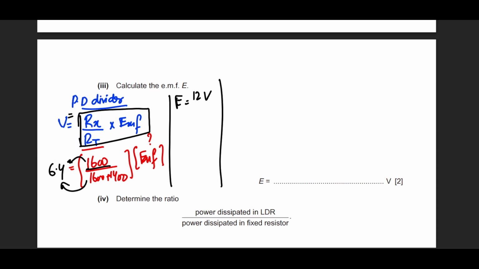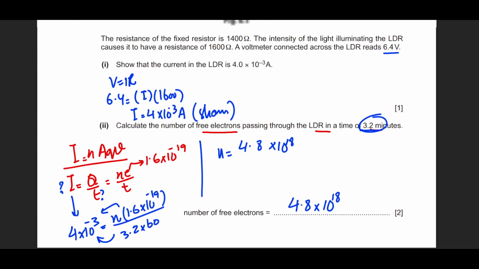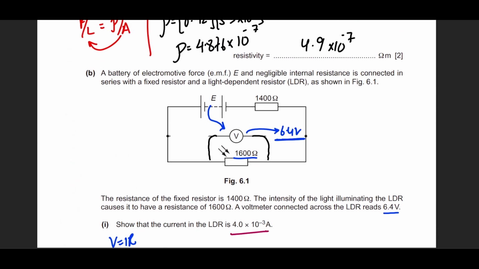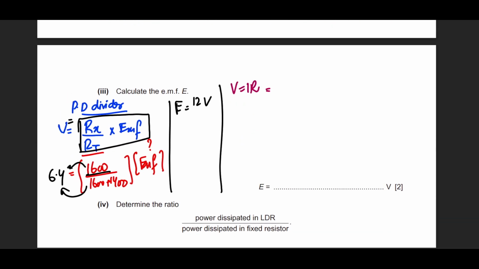The other method to do this would have been that you simply use V equals IR. If the current through this LDR is this much, as mentioned in the circuit, the 1400 would be getting the same amount of current. So apply V equals IR over here again. You will get the voltage of this fixed resistor. Now this voltage added with this voltage will be the voltage of the battery. Again, that's another method. So this would go something like this: 4 into 10 raised to the power minus 3 into 1400, whatever voltage this may be. Add this with 6.4, you will get 12 volts again, right?